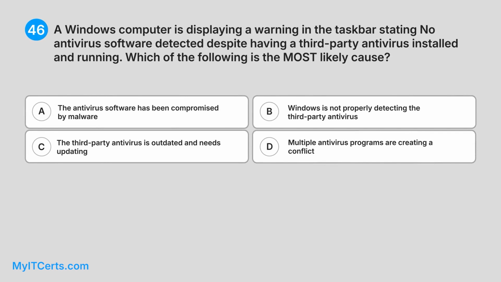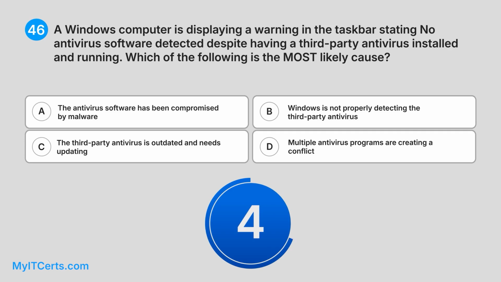46. A Windows computer is displaying a warning in the taskbar stating no antivirus software detected despite having a third-party antivirus installed and running. Which of the following is the most likely cause? A. The antivirus software has been compromised by malware. B. Windows is not properly detecting the third-party antivirus. C. The third-party antivirus is outdated and needs updating. D. Multiple antivirus programs are creating a conflict. Can you guess the answer?